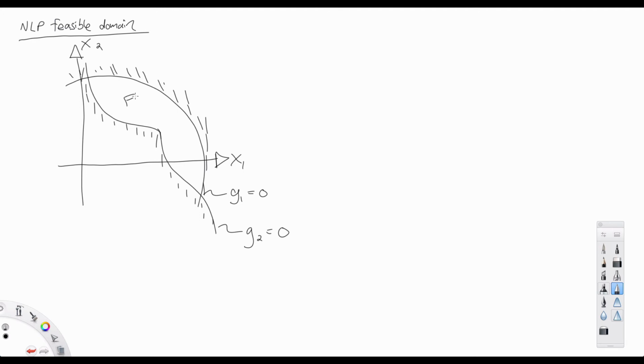Think about this shape and let's address the question: is this a convex set or not? I can provide a very quick counterexample with these 2 points. Those are both in the set. If I draw a line between those 2 points, the line leaves the set. So therefore, this is not a convex set. And if we have non-convex feasible domains in a nonlinear program, that can have a big impact on the nature of the problem and what we can say about the solution to these problems.